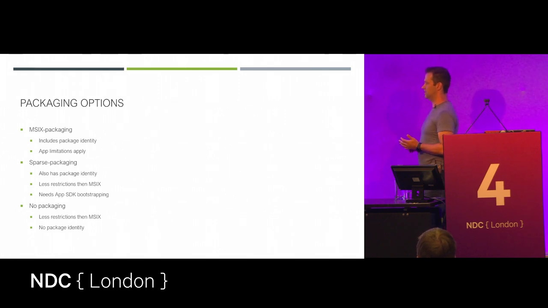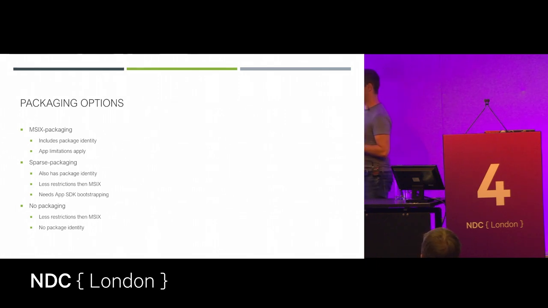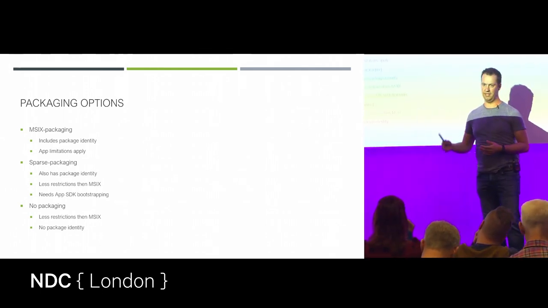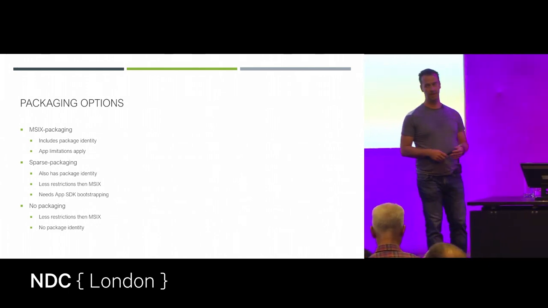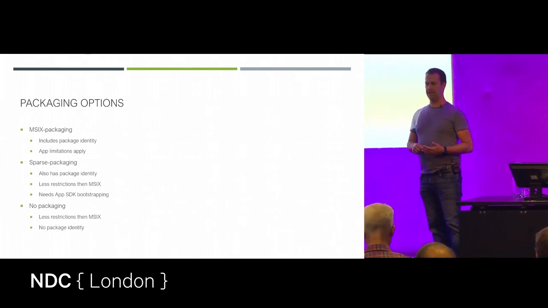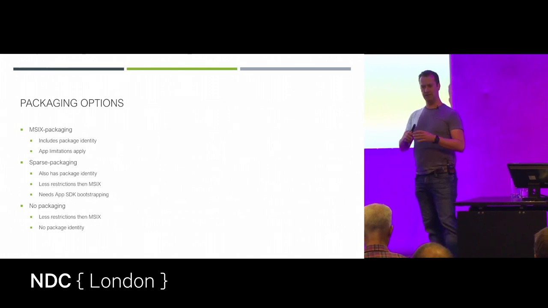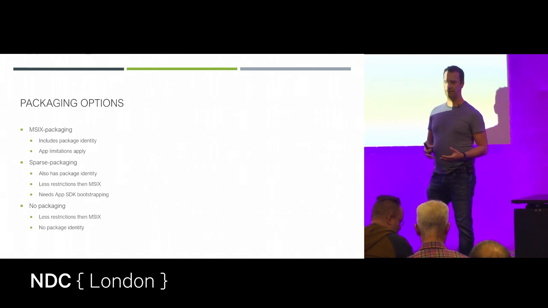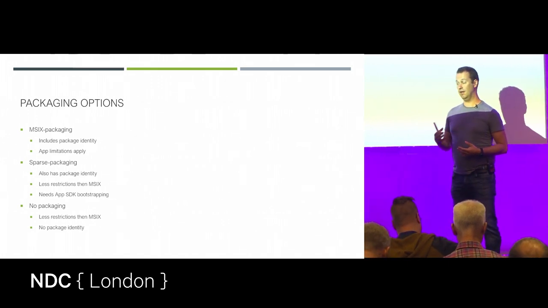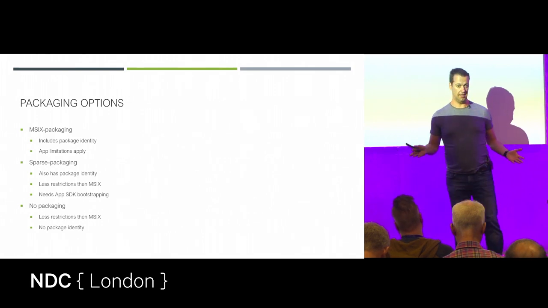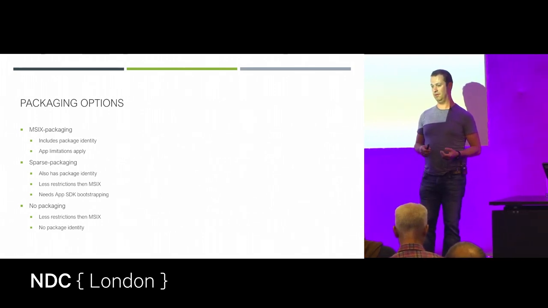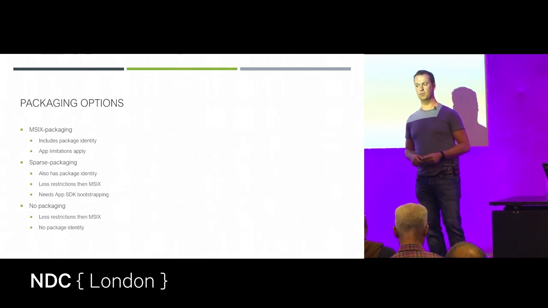If you go for sparse packaging, you have a little less restrictions than MSIX, but you also get an app identity, so you can use the jump lists and so on. The thing is, you need a bit more work in order to get the Windows App SDK working. You actually need to bootstrap it using code in order to load in the SDK to get everything up and running. Finally, you can go for no packaging, and then you're back in the old way of working with all the different installers. Then it's up to you to create an installer for your application, configure it correctly, and so on. No restrictions apply, but you also get no app identity, which might be a problem depending on what you want to do.